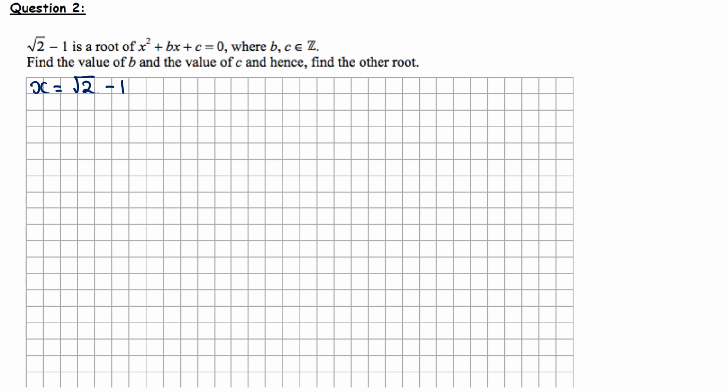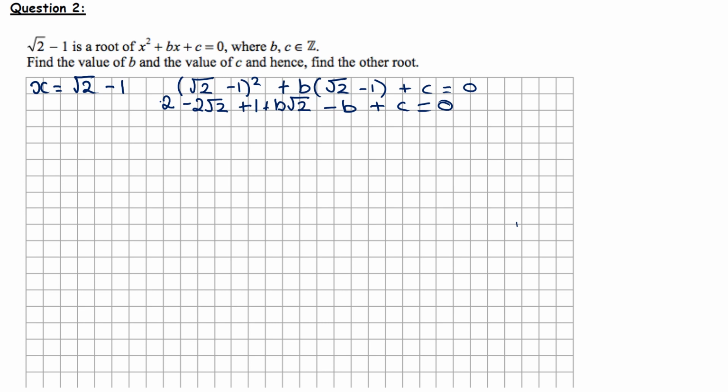So if we are told something is a root, we know that we can sub it in and it should work. So we get root 2 minus 1 squared plus b times root 2 minus 1 plus c equals 0. So multiplying this out, you can square the first, which gives us 2, twice the first by second, so minus 2 root 2, square the last plus 1, exactly like we'd square our algebra brackets. So we get plus b times root 2 minus b plus c equals 0.